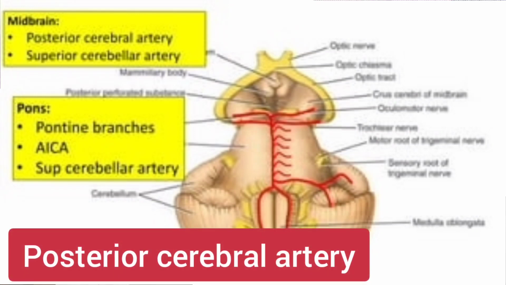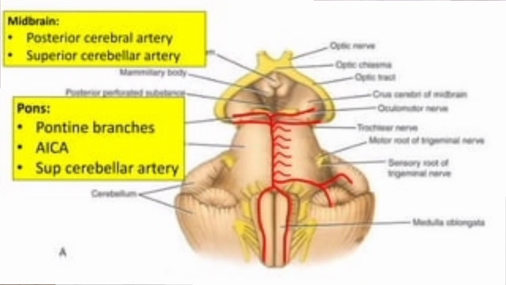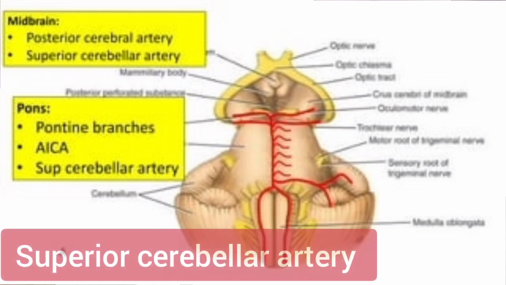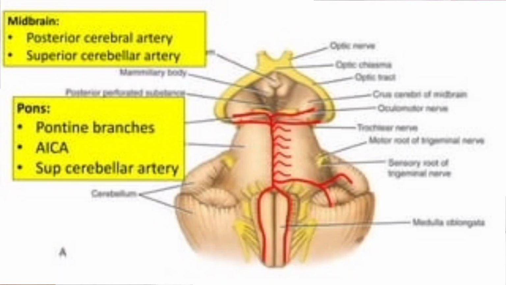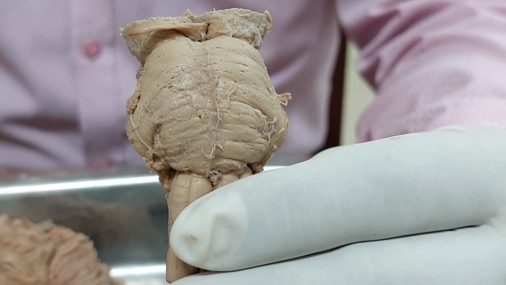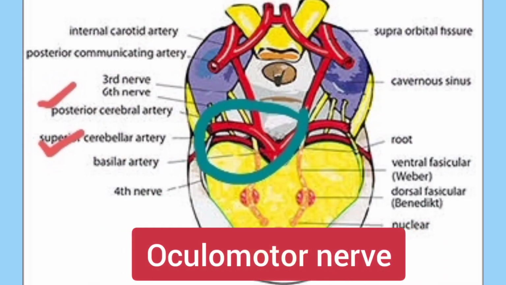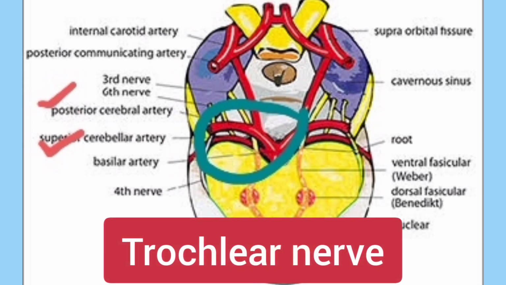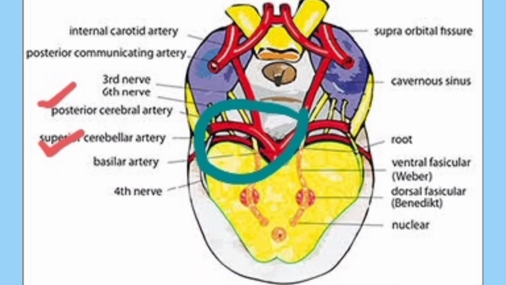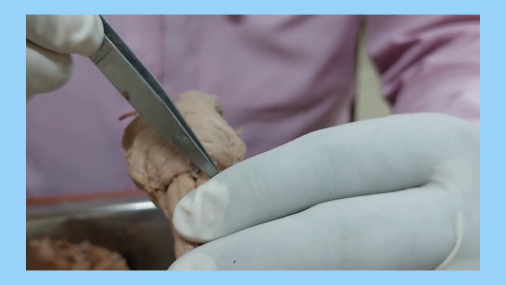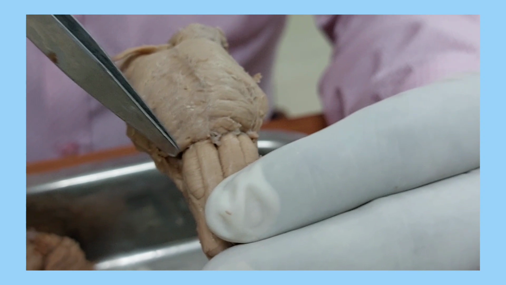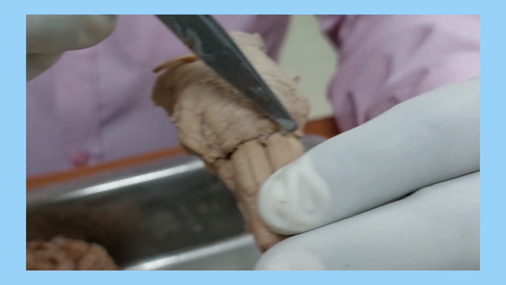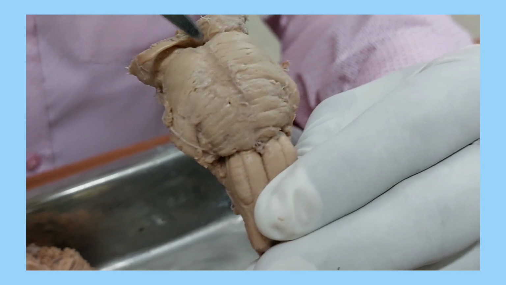Before the posterior cerebral artery, another artery is a branch from the basilar artery, called the superior cerebellar artery. Between the superior cerebellar artery and the posterior cerebral artery, two important cranial nerves pass: the oculomotor nerve and the trochlear nerve, or third and fourth cranial nerves. The basilar artery is formed below by the union of two vertebral arteries, one from this side, one from this side. So vertebral artery, basilar artery, then posterior cerebral artery.